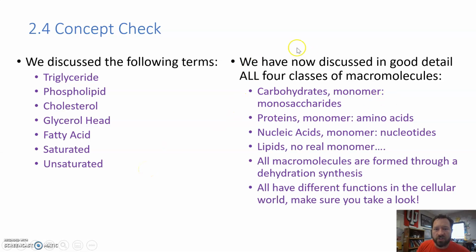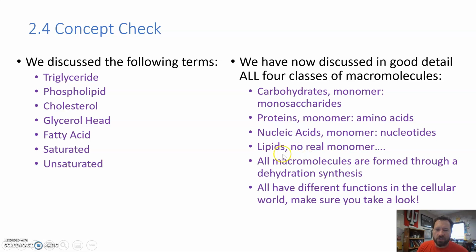And we have now discussed all 4 classes of macromolecules. So make sure you're aware of all 4 of them. There's carbohydrates. We started with those. The monomer is the monosaccharide. There are proteins. We touched on them second. The monomer is the amino acid. There are nucleic acids. It's DNA and RNA. The NA stands for nucleic acids. The monomer there is nucleotide.